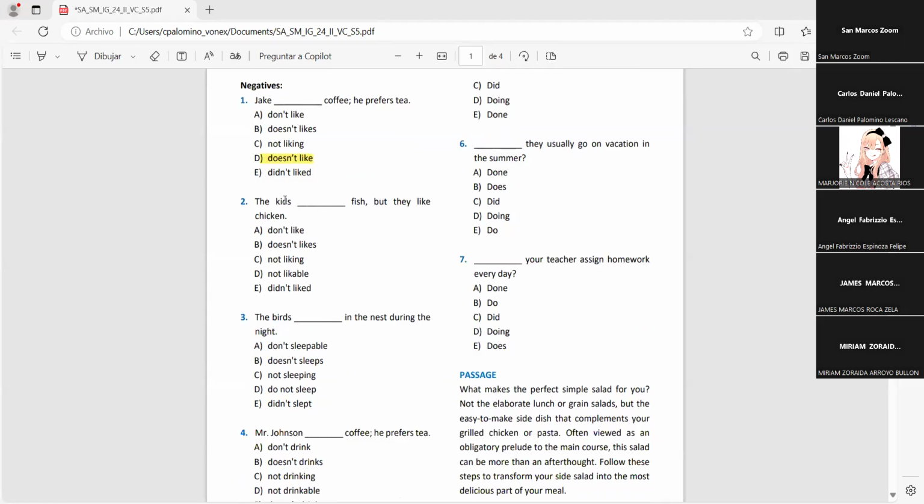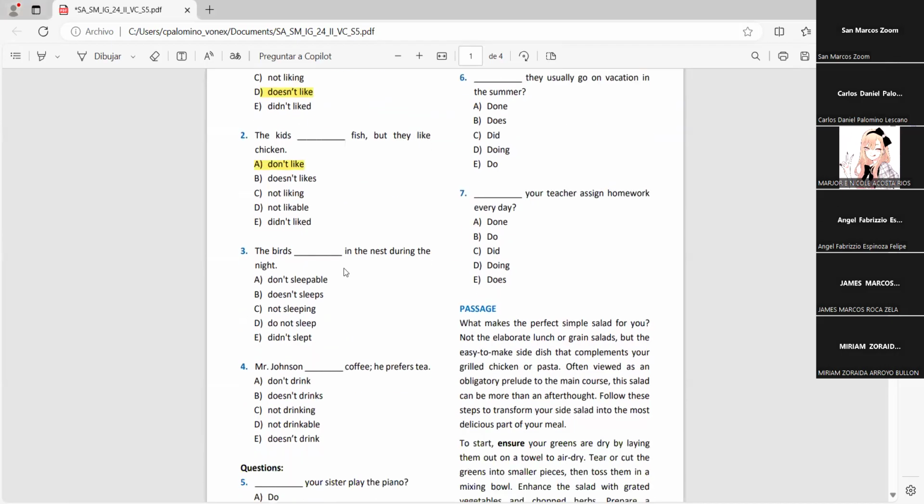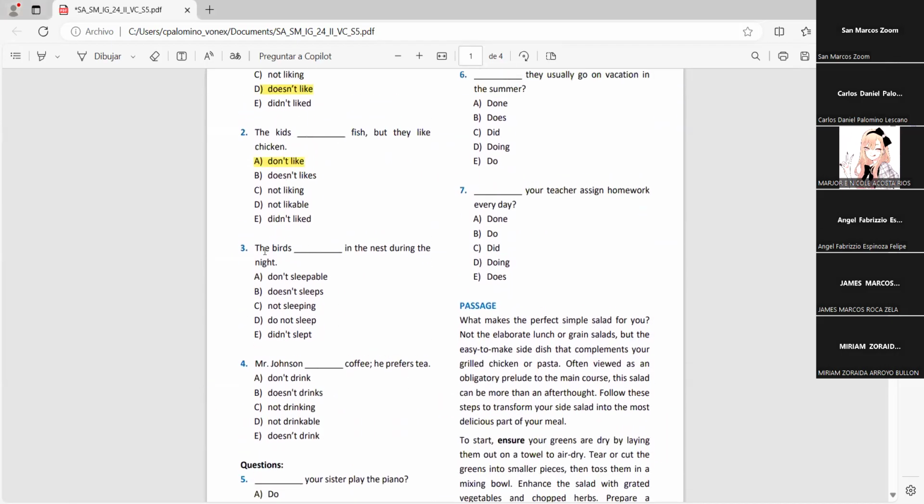Number 2. The kids, plural, the kids don't like. Very good. Plural, don't like. Number 3. The birds, los pájaros. Otra vez, mira. Sería do. Pero no va a ser don't sleep, o puede ser do not sleep en forma base. Do not sleep. Very good.